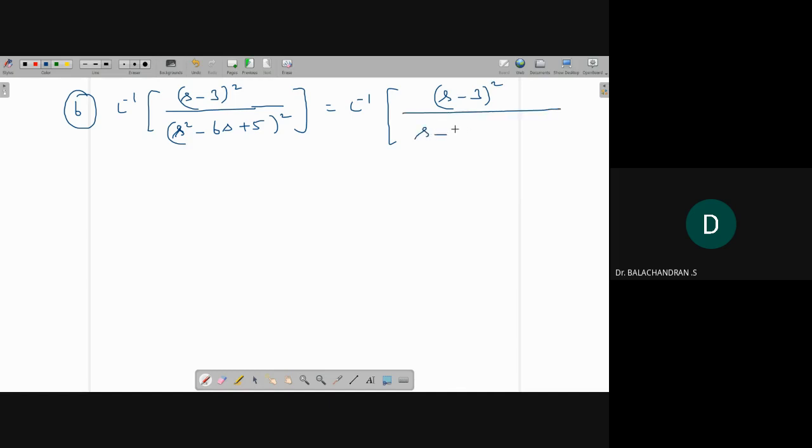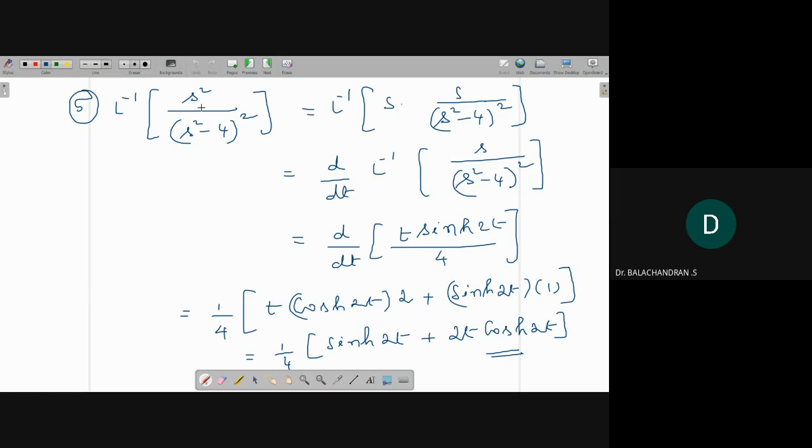So (s minus 3) whole square. So 9, so I need here to have 5, I need to subtract 4, whole square. This is nothing but, using shifting theorem, e power 3t L inverse of s square divided by (s square minus 4) whole square. So just now we solved L inverse of s square by (s square minus 4) whole square.